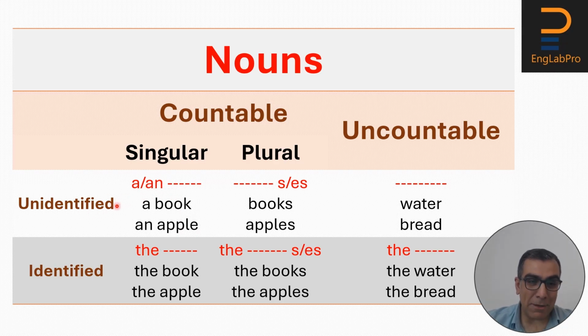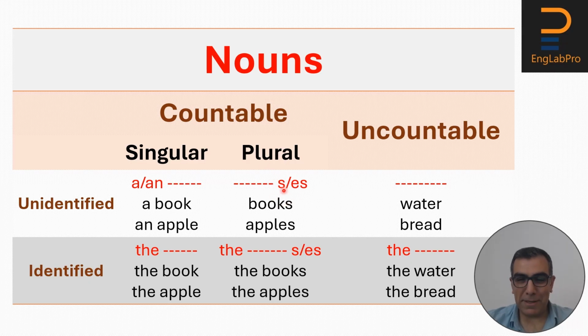Well, if a noun is singular and unidentified, we use a or an for that. For example, say a book, an apple. This could be any book. This could be any apple, one book. And we don't know what that is. It could be anything. When we add s or es to that, we make it plural.